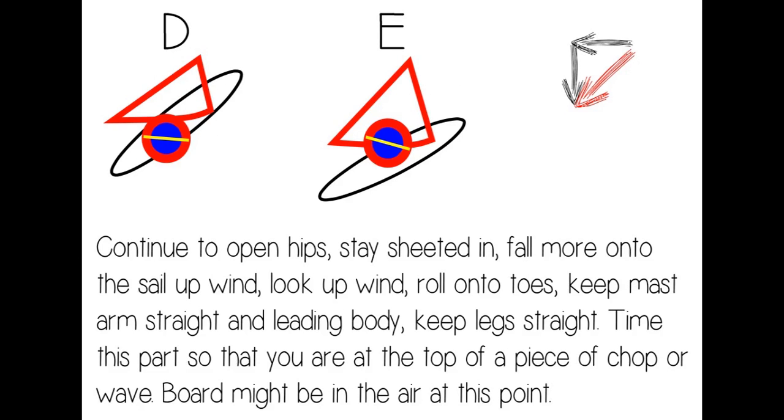You should be at or near the top of some chop at this point. No lift comes from jumping or extending the legs. The lift is from the backwind pressure on the sail and the speed the board takes up and over the chop.